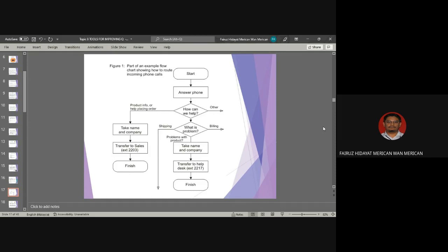Okay? If the call is regarding a problem faced by the caller, the decision is that the caller is having a problem, so the next decision depends on what problem they are facing. So if it's shipping, they will transfer to another area. If it's for billing, then the operator will transfer to another section of the company. Okay? If it's a problem with the product, then the operator has to take the name and company and then transfer to the help desk, and that's the end of their task.